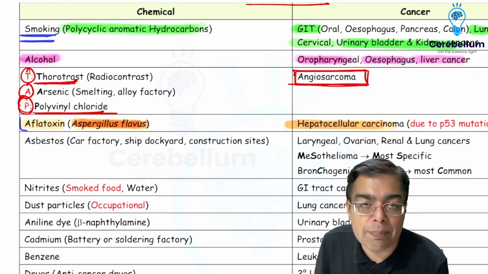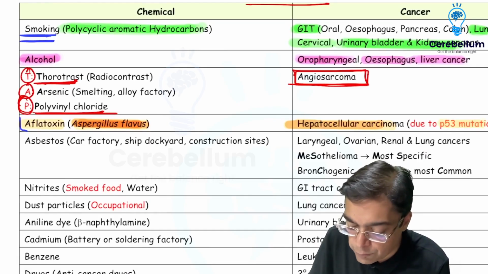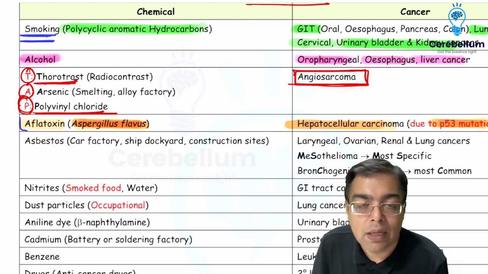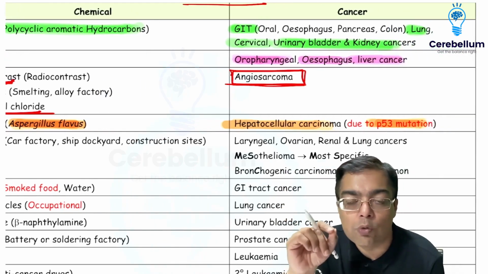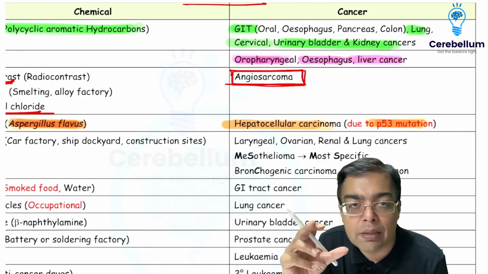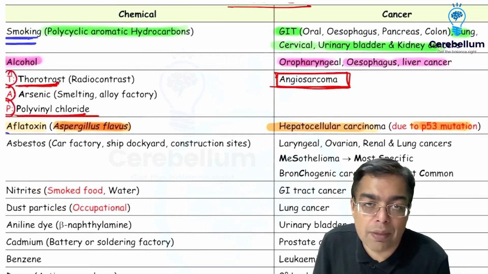Why does this fungus cause hepatocellular carcinoma? Because it is responsible for induction of P53 gene mutation, and there's a specific area in the P53 gene where the mutation takes place, that is the 249th codon. So P53 becomes dysfunctional, high risk of development of cancer.